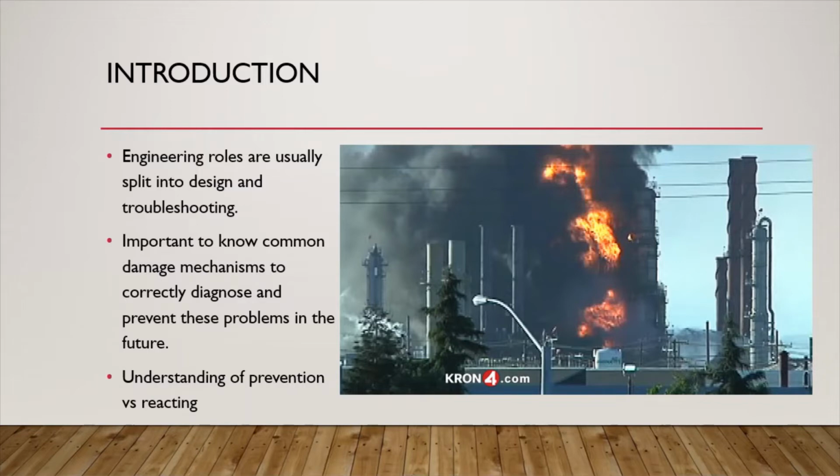This is also important to the industry because you need a sense of understanding between reacting to a problem and planning to prevent it. As you can see in the picture, this is a fire that happened at the 2012 Chevron refinery fire in Richmond, California. And I'm going to use this as an example of the difference of prevention versus reaction.